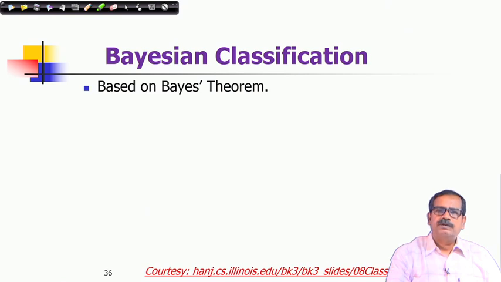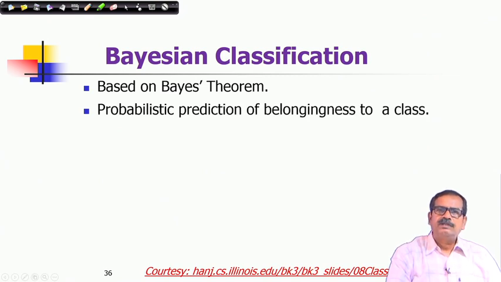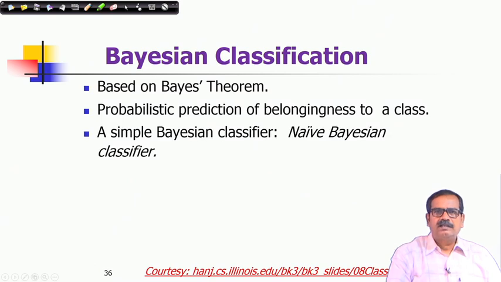So, let us consider Bayesian classification. The name comes from the theoretical framework proposed by Bayes, and there is a Bayes theorem. We will discuss this theorem, from which the classification rules are set and classifiers are designed. It is a probabilistic prediction of belongingness to a class, and a simple example of a Bayesian classifier is the naive Bayesian classifier, which we will be considering in particular in this lecture.